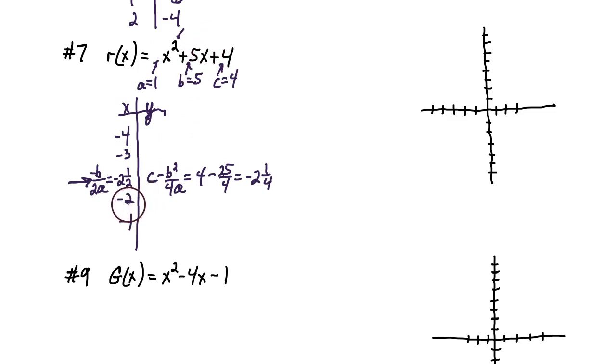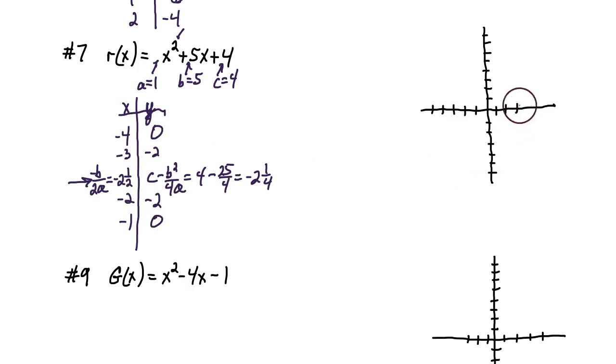Start by putting in negative 2. Negative 2 squared makes 4. And then right here, 5 times negative 2 is negative 10. So 4 minus 10 is negative 6. And negative 6 plus 4 is negative 2. And that'll be negative 2. Now let's fill in negative 1. Negative 1 squared makes 1. 5 times negative 1 is negative 5. And 1 minus 5 is negative 4. Negative 4 add 4 makes 0. And this will be 0.